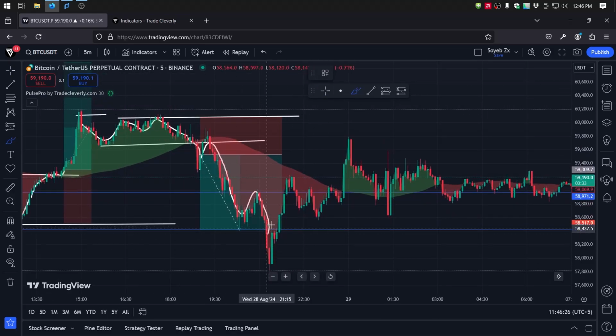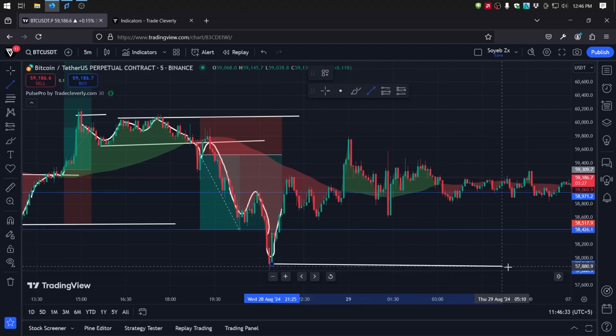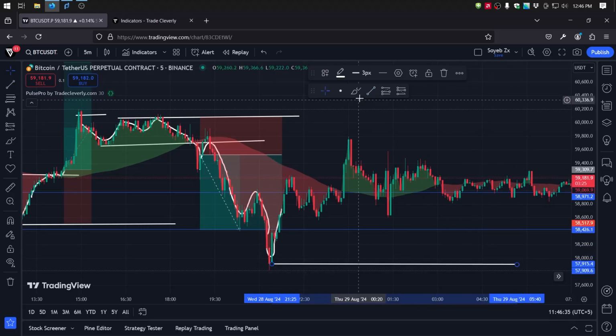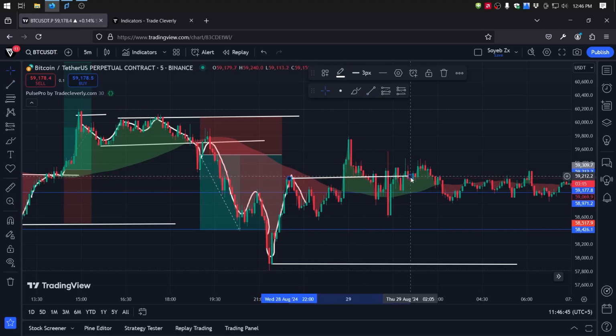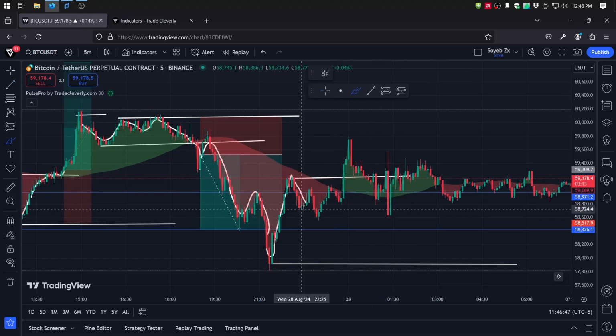So now let's see what happens next. In here you can see the price goes down, swing low, new recent swing low, then the price goes up and down. You can see this is the recent swing high. Again the price goes down, goes back, and you can see it's the recent swing high.